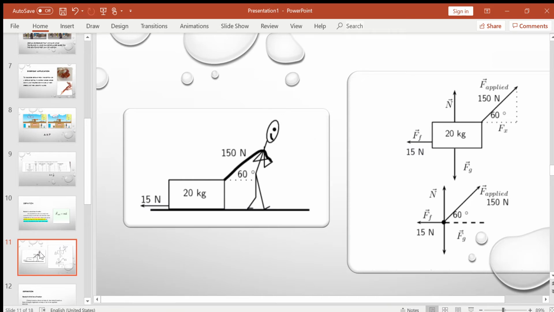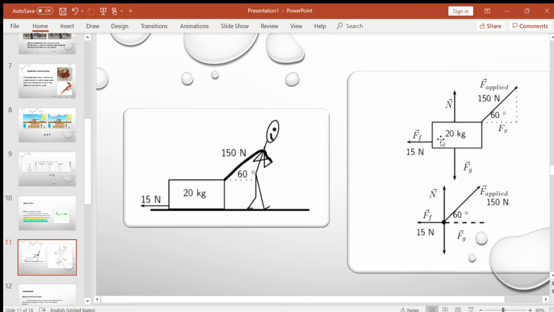So I have one example here. This is a man pulling a box. So we have a man pulling a 20 kilogram box with a rope that makes an angle of 60 degrees with the horizontal direction. He applies a force of magnitude 150 Newton, and a frictional force of magnitude 50 Newton is present.